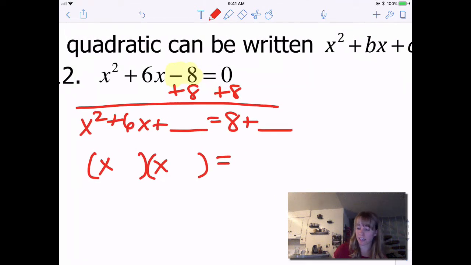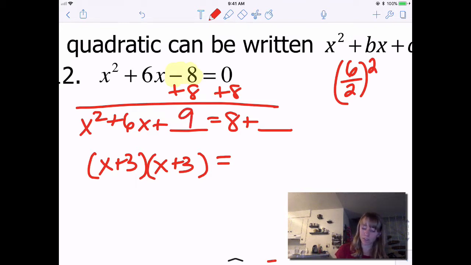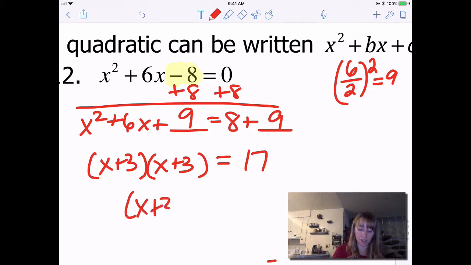So I take 6, and the first thing I do is divide it by 2. So I get 3 and 3. And then to know what goes in the blank one step above, so I'm kind of working backwards, I've got to square it. So 3 times 3 is 9. Whatever I put on the left, I put on the right. And I get 8 plus 9 is 17. Now we've completed the square. We've already done it. X plus 3 squared is equal to 17.